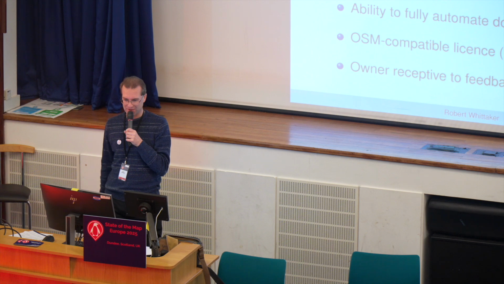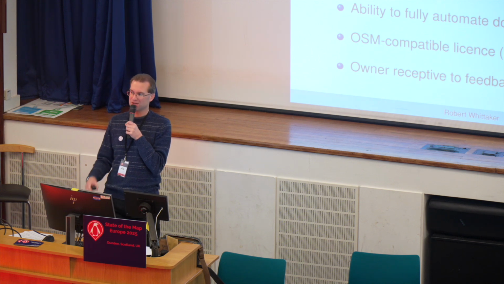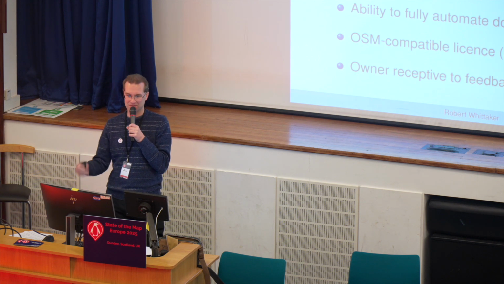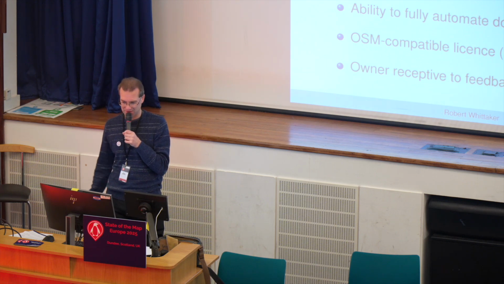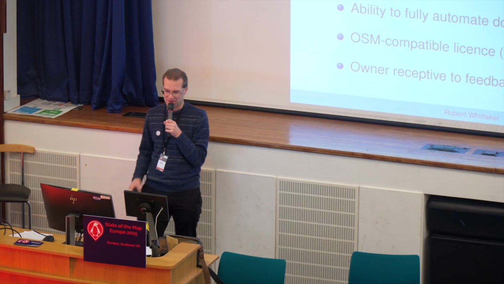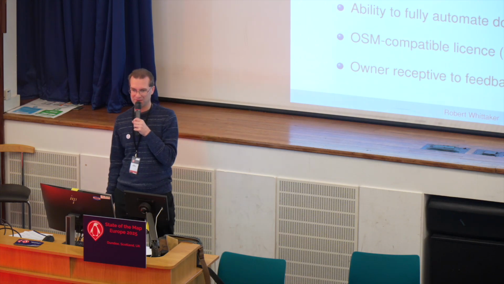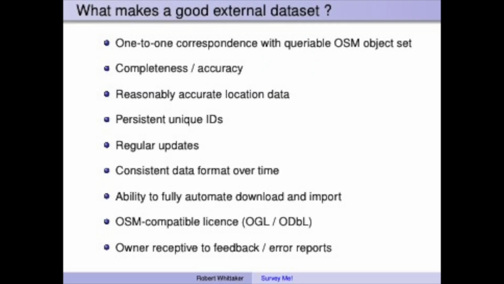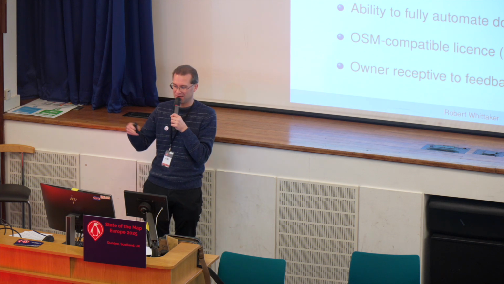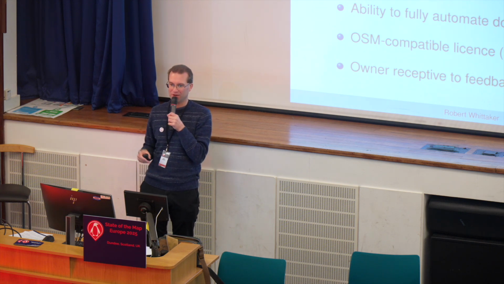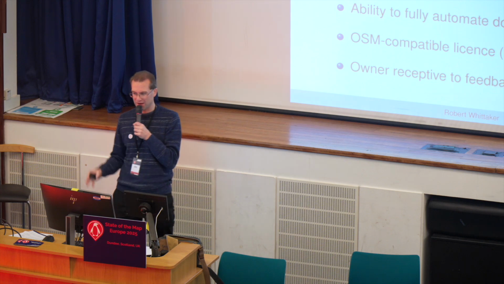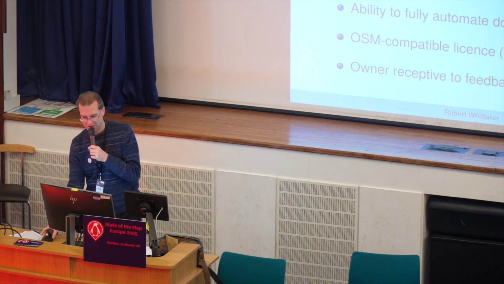So a few thoughts now on what I think makes a good external data set to use for these sorts of comparisons. If anyone's thinking of setting up something like this, there's a few things that, from developing these tools, I think might be useful to think about before you start. The first one is that you want a really good one-to-one correspondence between what you've got in your data set and what you can get from OpenStreetMap. If you don't have that, then the warnings or errors that you flag up aren't necessarily going to be reliable. And I'll say a little bit more about that in a moment.